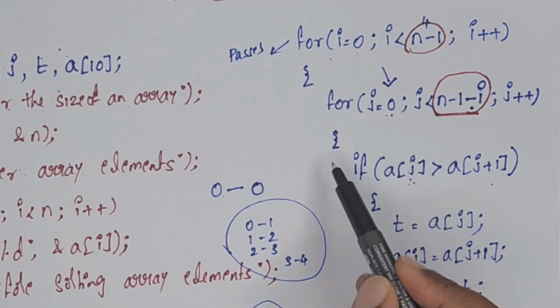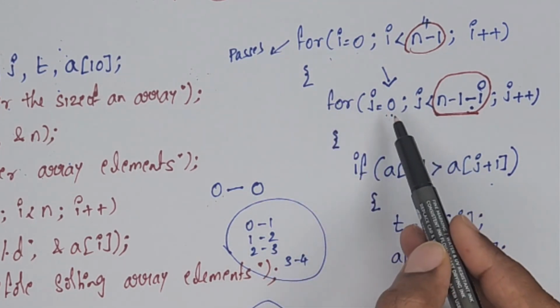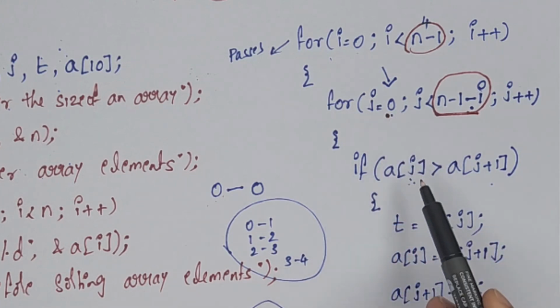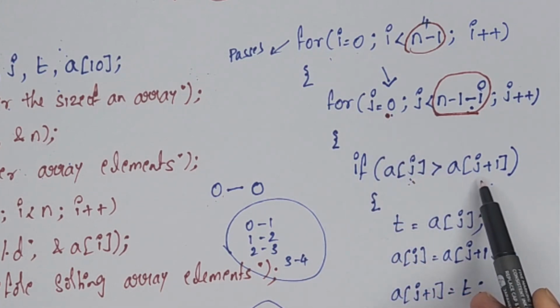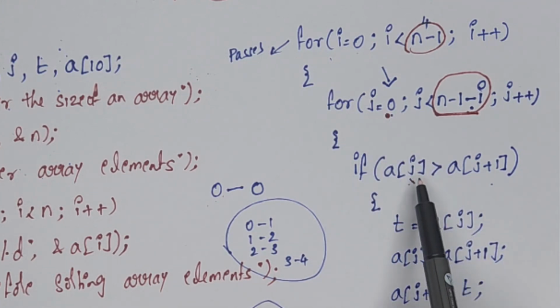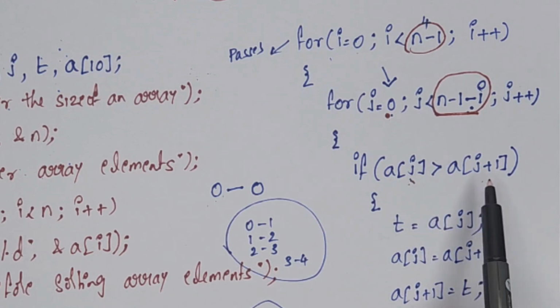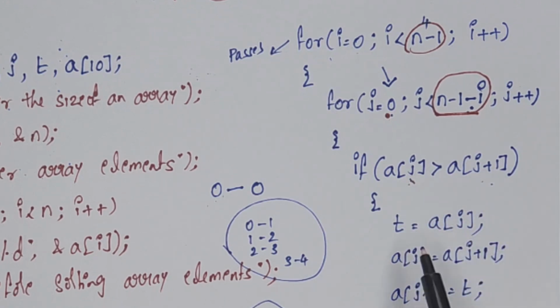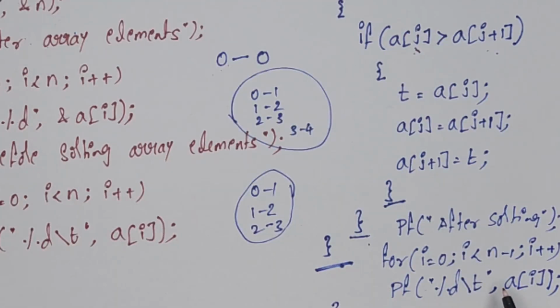So j starts with 0. In each and every pass, j will start with 0 only. The 0th element is compared with first element. Like this, it will compare. If the jth element is greater than j plus 1 element, then we have to swap the elements using a temporary variable. After this, once again, we have to print the array elements after sorting also.